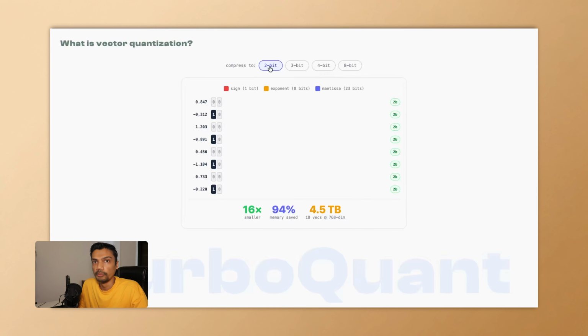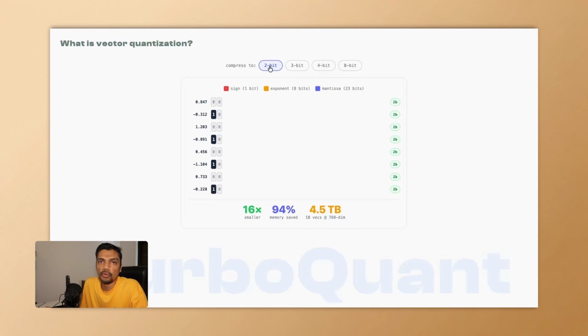Let's start from the absolute basics. Your computer represents a floating point number in 32 bits. That's around 3 kilobytes per vector. Now imagine you have a vector database with 1 billion embeddings for semantic search. That's around 3 terabytes just to store the vectors, before any indexing, before any search infrastructure. That doesn't fit in RAM on any single machine.